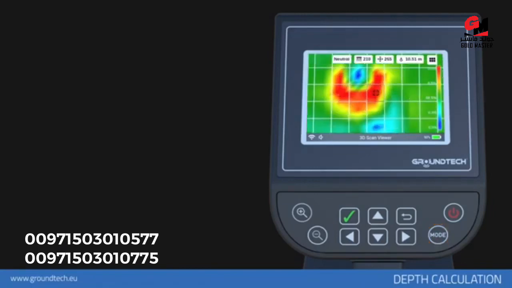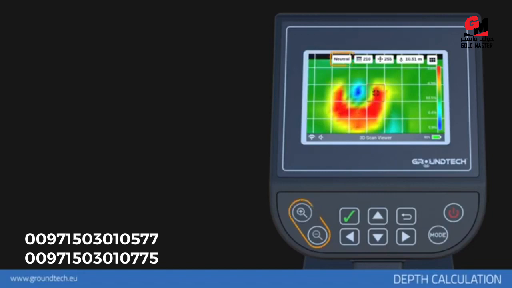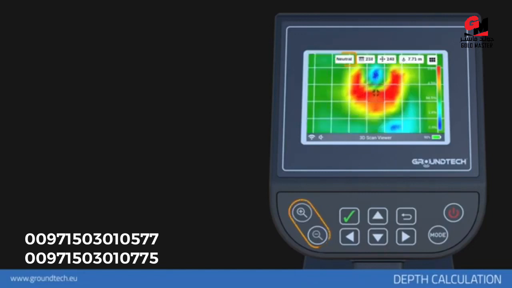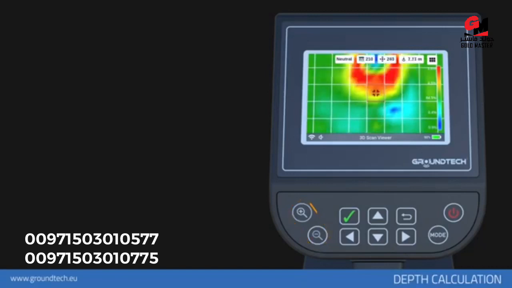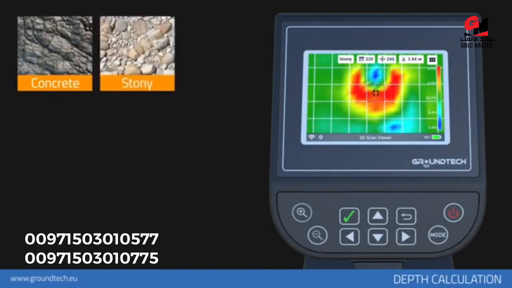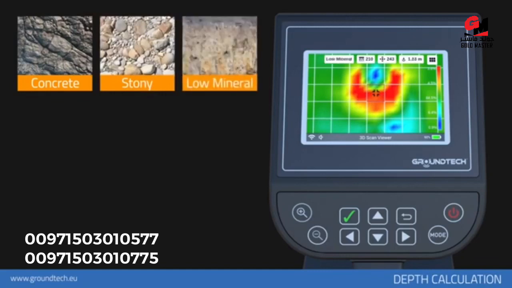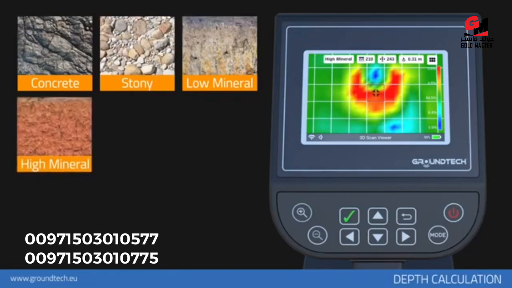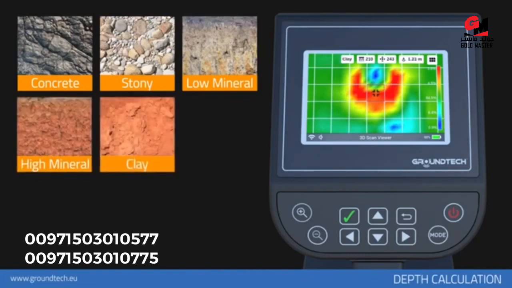You must select the type of soil according to the area you are working on from the Depth Information screen. You can select the type of soil using Zoom In and Zoom Out buttons. For example, if the area you are working on is completely rocky, choose Concrete. If it is stony, choose Stony. If it is non-mineral, field-like, choose Light Mineral. If it has high mineral concentrations, choose High Mineral.